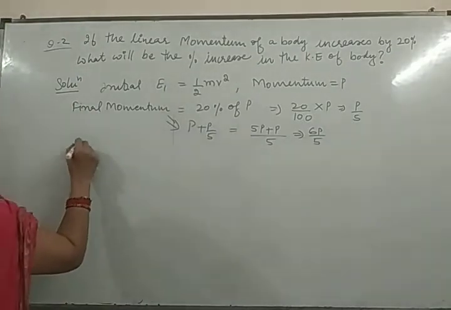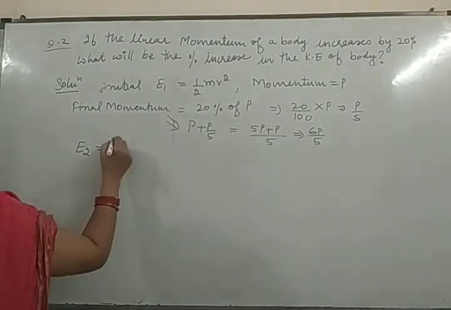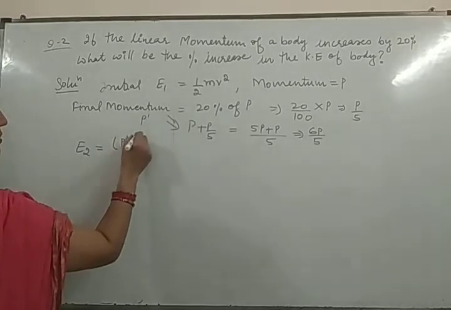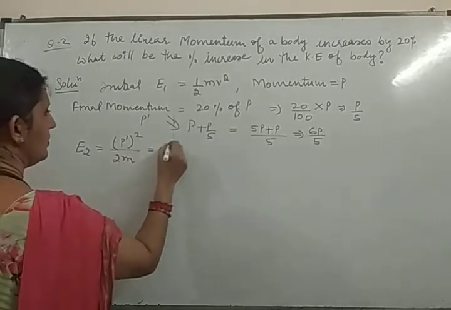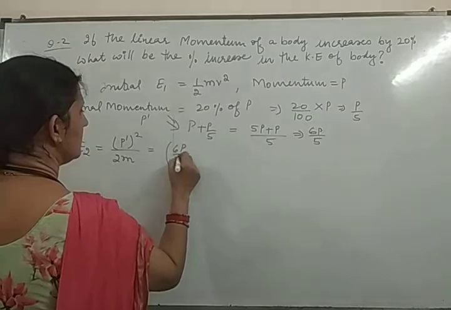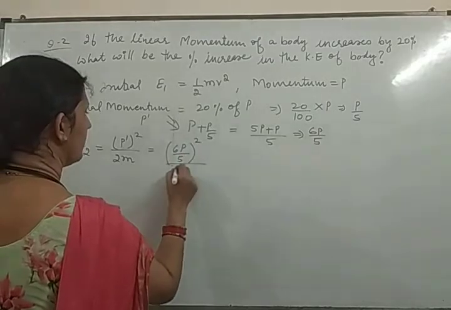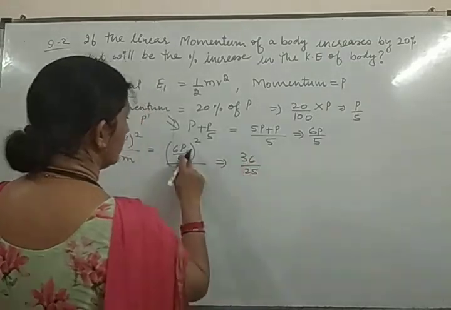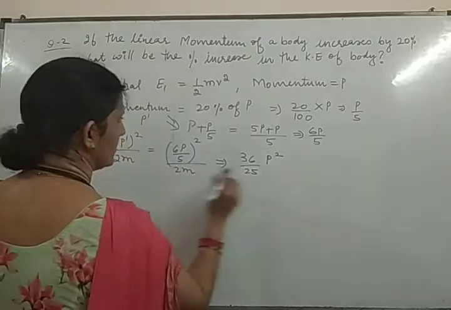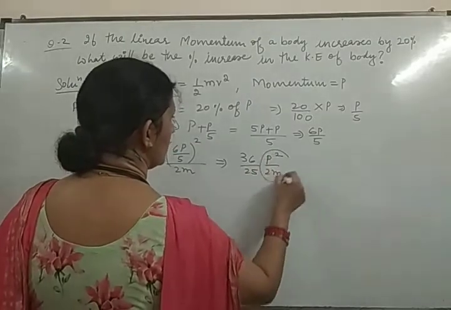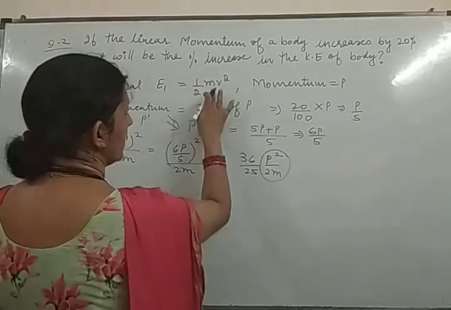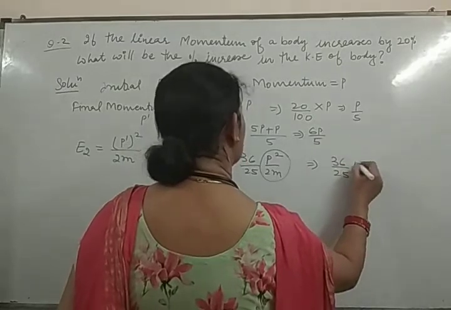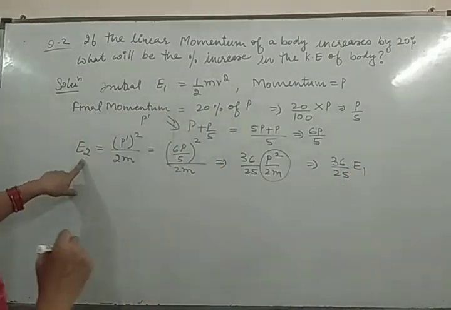Now what will be the final energy? E is p square by 2m. This is p dash square by 2m, and p dash is what? This is 6p by 5 whole square divided by 2m. This comes out to be 36 by 25, this p square and this 2m. What is p square by 2m? P square by 2m is the initial kinetic energy. So you can write it here, 36 by 25 of E1. This is the final kinetic energy.